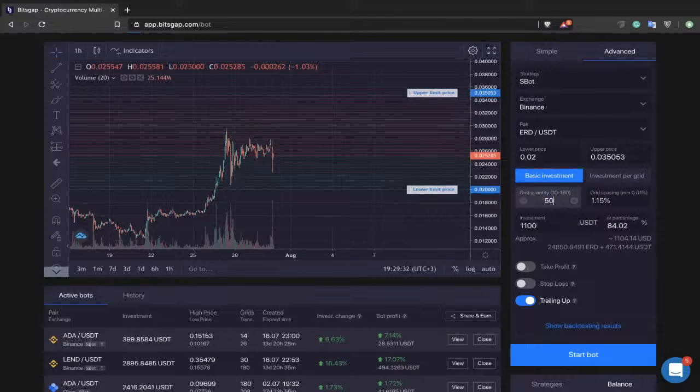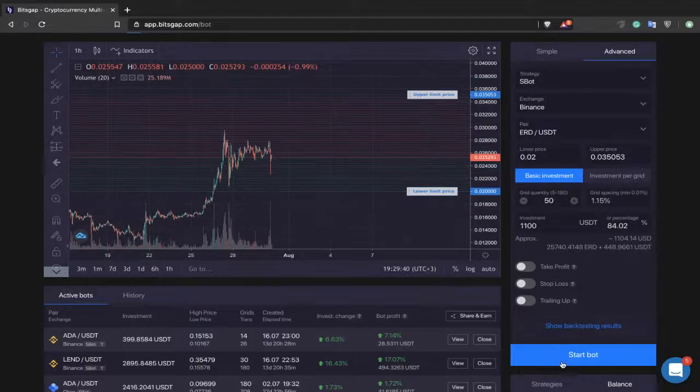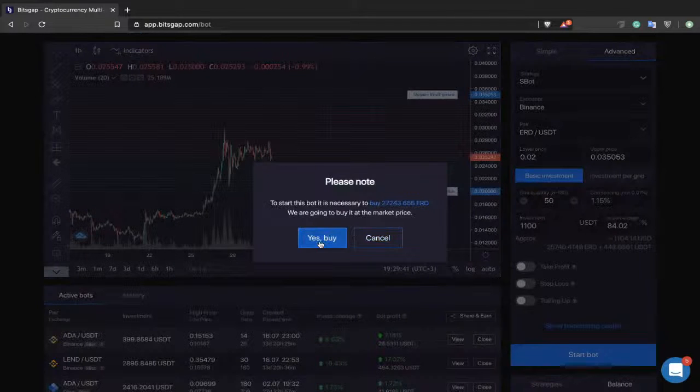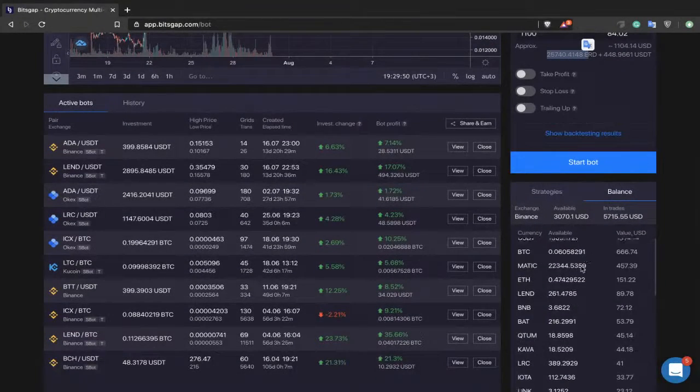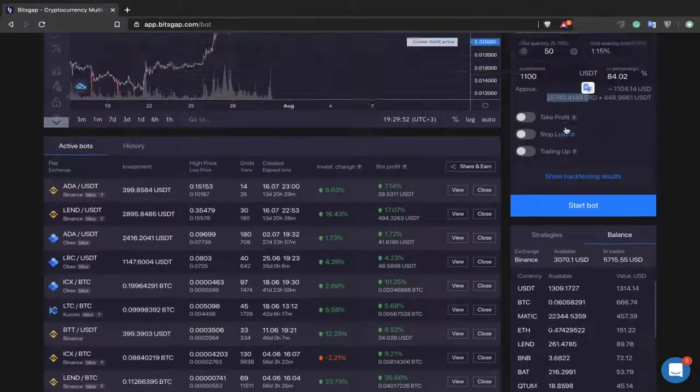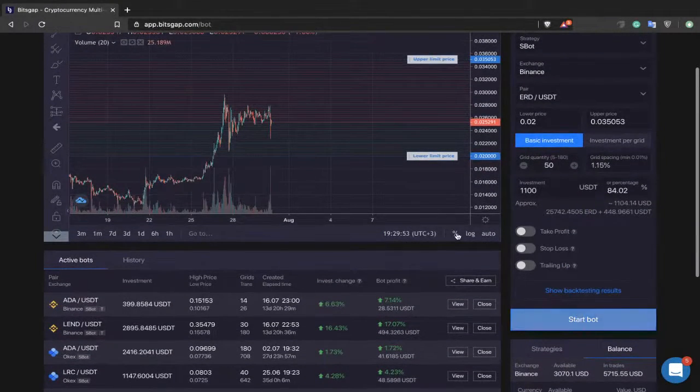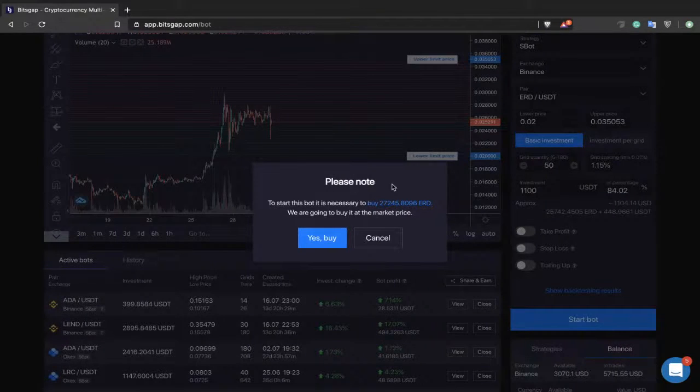Let's plot 50 grid levels, and let's switch off all of the features of the instruments that I will explain later. Let's start the bot. If you click on it, you see it requires 25,000 ERD. I go to my balance and I see that I don't have that amount. In this case, the system will automatically recommend me to buy this amount of ERD.